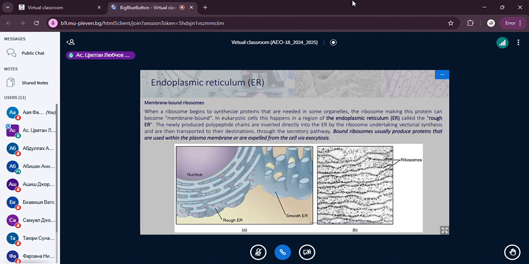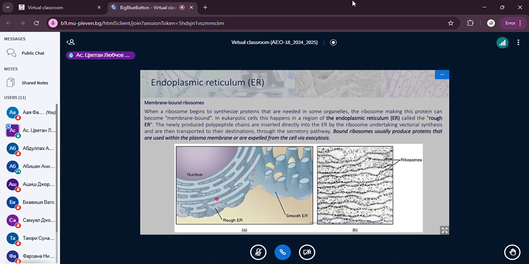The second type of ribosomes, as I said before, are the membrane-bound or the ER-bound, the endoplasmatic reticulum-bound. As you're going to imagine by the name, they are located on the surface of the endoplasmatic reticulum. When they bind to this surface, they look like granules on top of it. That's why this endoplasmatic reticulum is called granular endoplasmatic reticulum. We also call it rough endoplasmatic reticulum, guys.